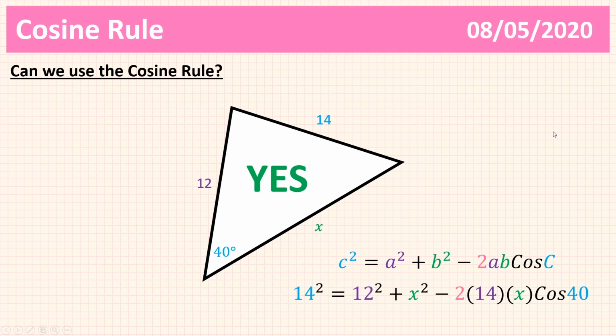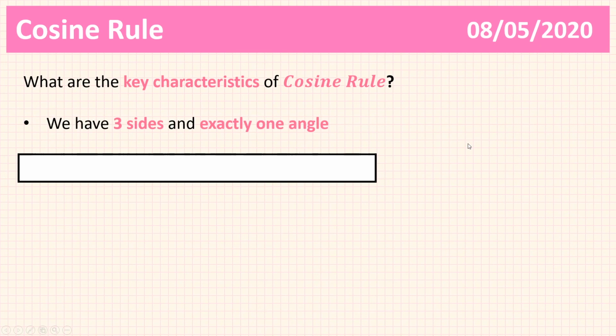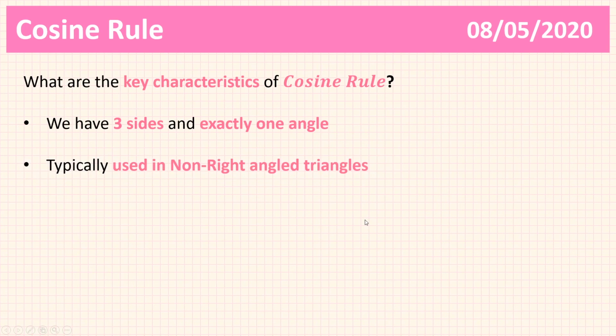So to summarize, we need to know the key characteristics of the cosine rule, and the key characteristics are: we have 3 sides and exactly 1 angle. One of those sides could be an unknown. The angle could be an unknown. As long as we have 3 sides and an angle, we can use the cosine rule. And the other thing to remember is it's typically used in non-right angle triangles. We can use it in right angle triangles. However, it's significantly inefficient to do so.